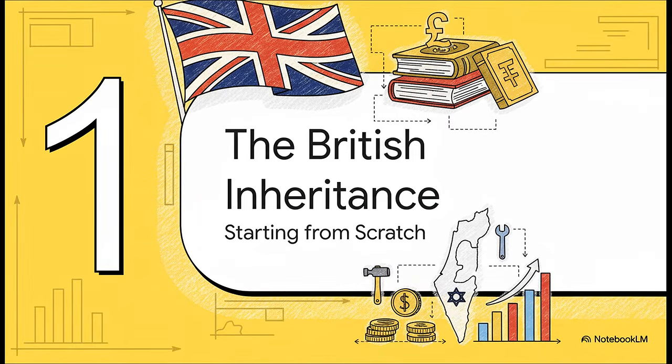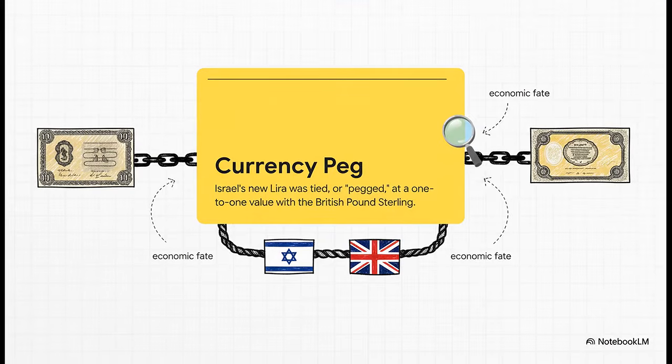You see, when the British Mandate ended, Israel didn't just inherit territory, it inherited a whole economic framework. It was like starting a new company, but you had to use the old owner's very, very British rulebook. And that brings us to this key concept, a currency peg. From the very beginning, the new Israeli lira was locked, or pegged, 1-to-1 with the British pound. If you had 1 lira, it was officially worth exactly 1 pound.